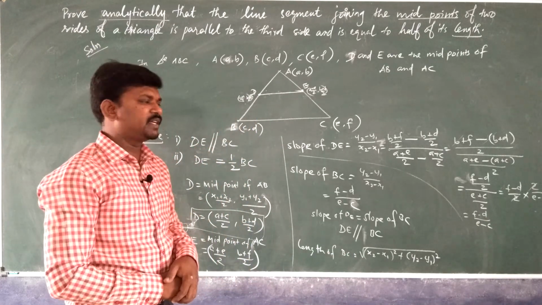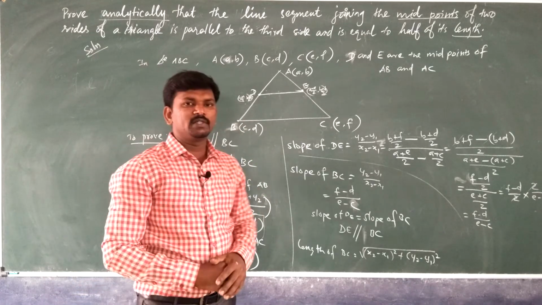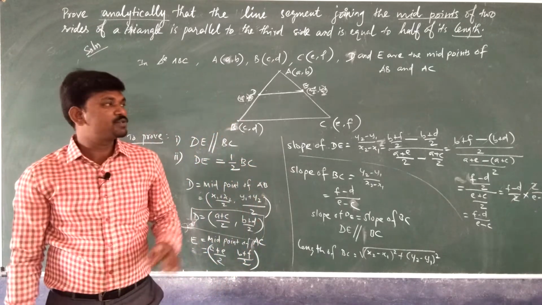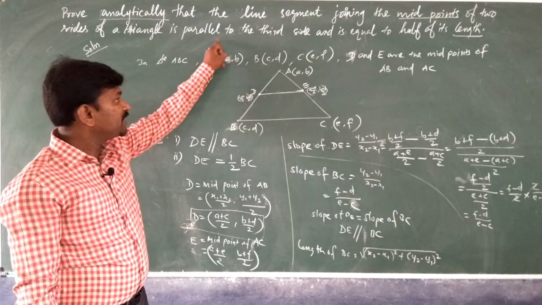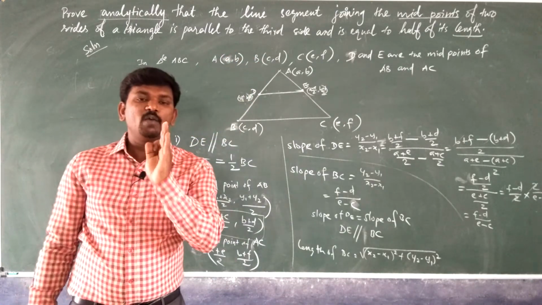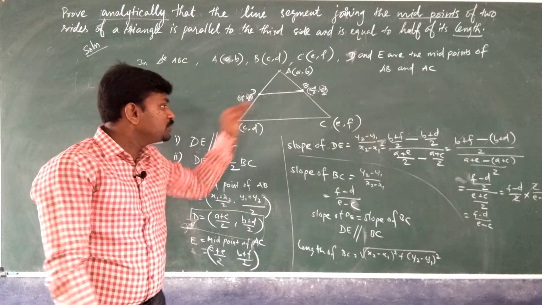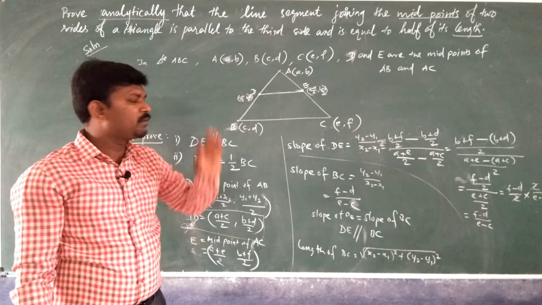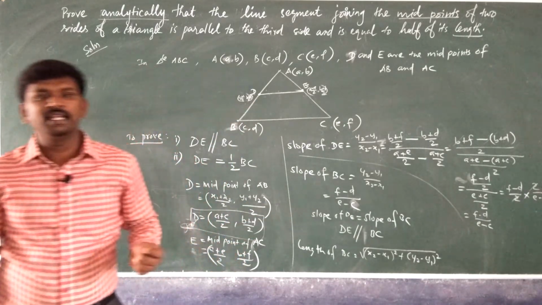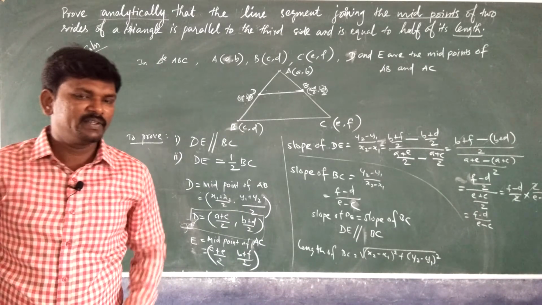You can try, you can do. Okay, this is a very simple concept. We only have to understand the meaning of the question, and we should know what formulas we are going to use in this concept. Three formulas: slope, midpoint and distance. Okay, good.